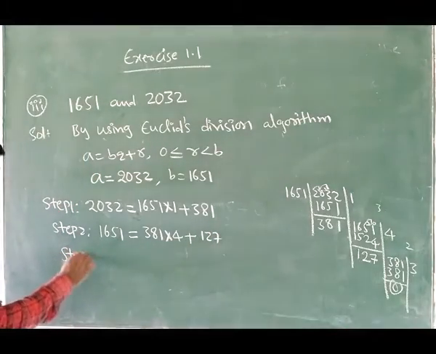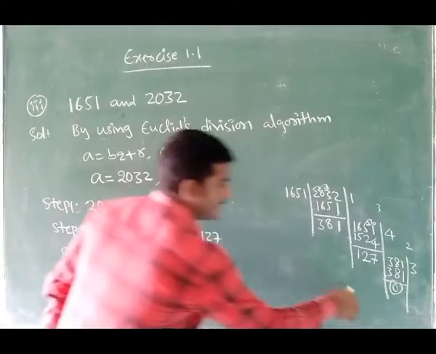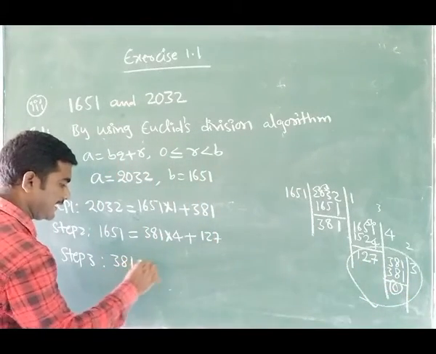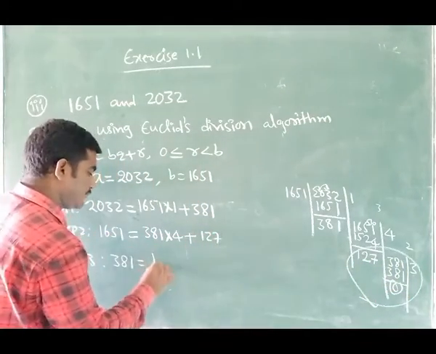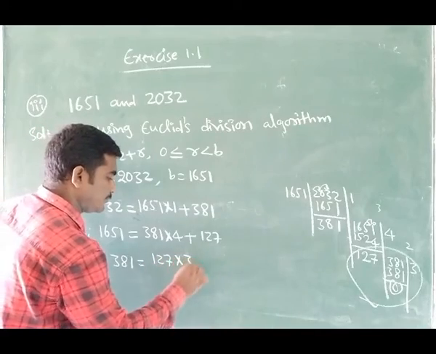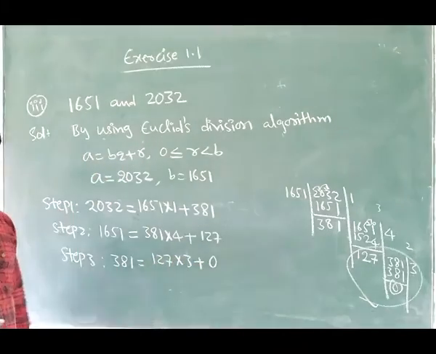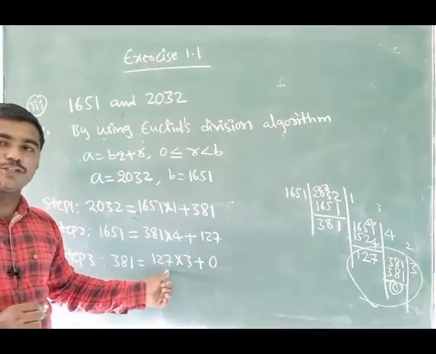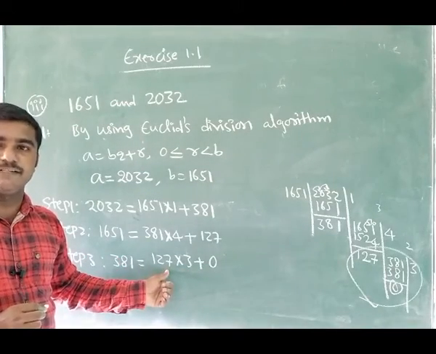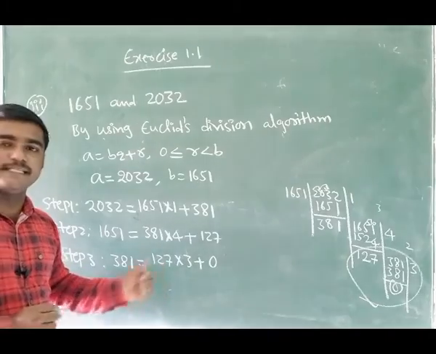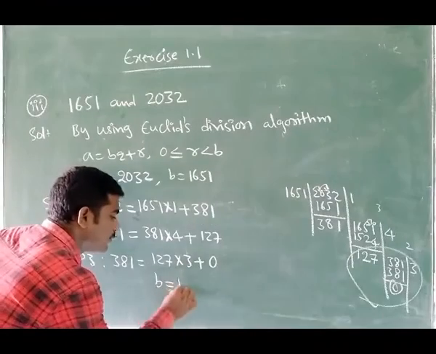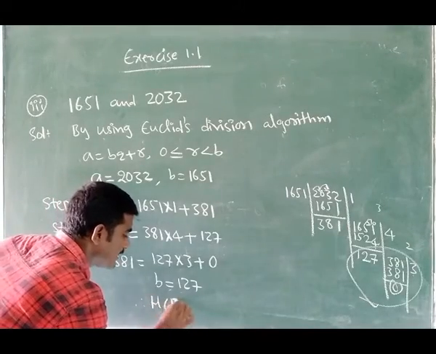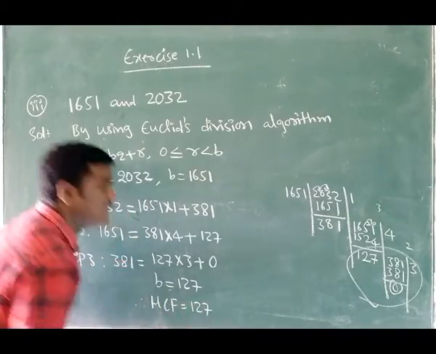Step 3. What is step 3? This is step 3. 381 is equal to 127 into 3 plus remainder 0. Now the remainder is 0, so we have to stop the division. The B value is the HCF. What is the B value here? 127. B is equal to 127. Therefore HCF is equal to 127.